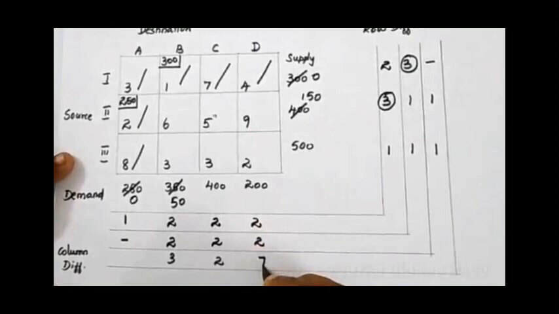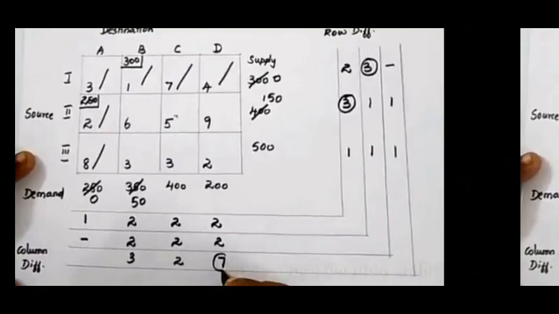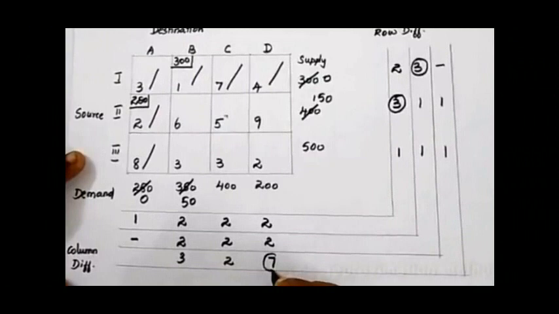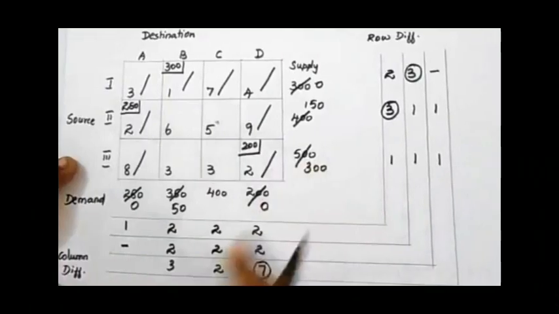Now I need to consider which is the least element in the remaining elements. Here in the fourth column, 2 is the least element, and then I will allocate demand as well as supply. Considering supply, the demand is the least value, so I will allocate 200, and the supply is 500, and subtracting 200, 300 is left, and that entire column becomes 0.